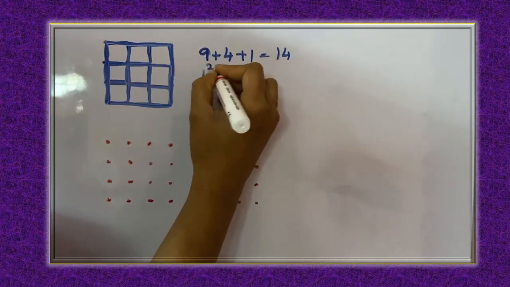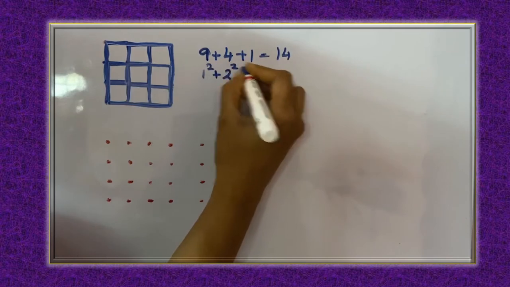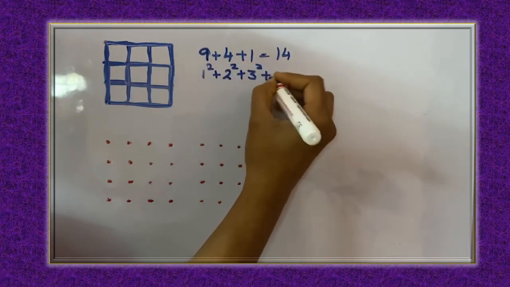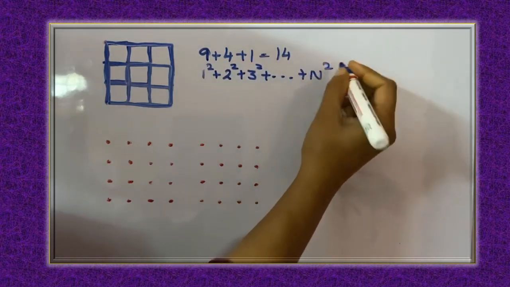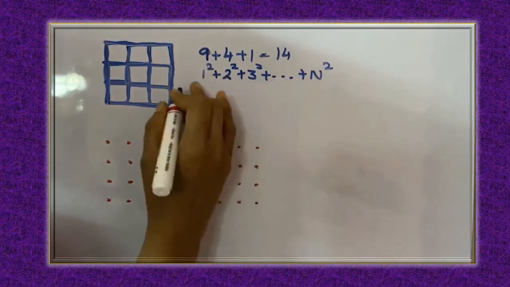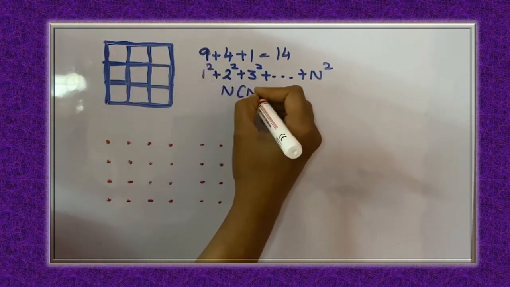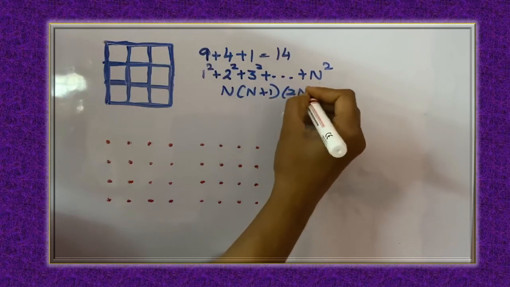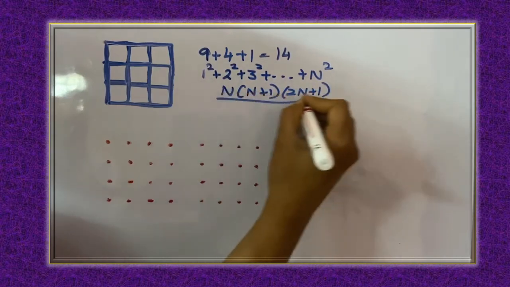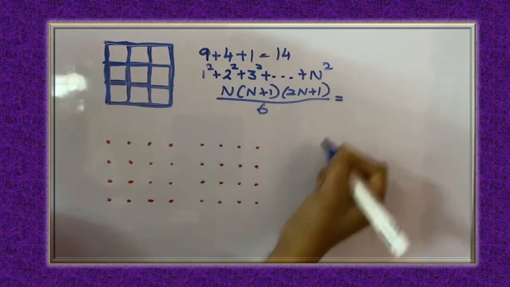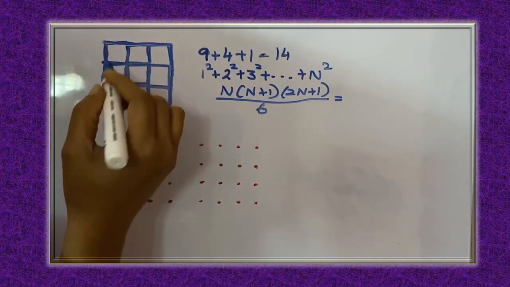So if it is a sum of squares, then the formula I use to find this is n into n plus 1, 2n plus 1 divided by 6. Where n is, here n is the number of squares.